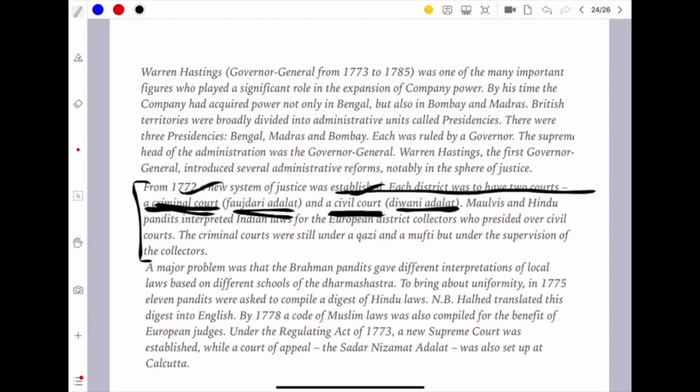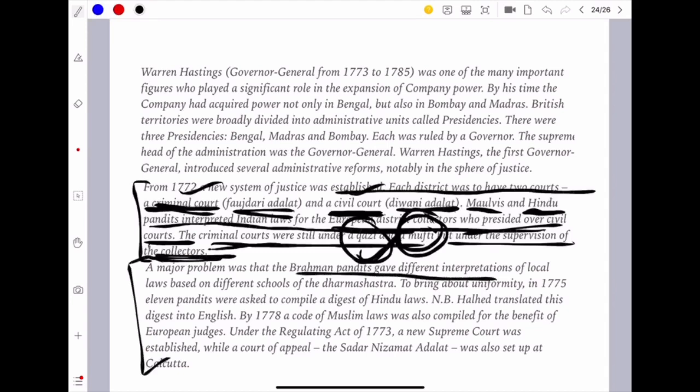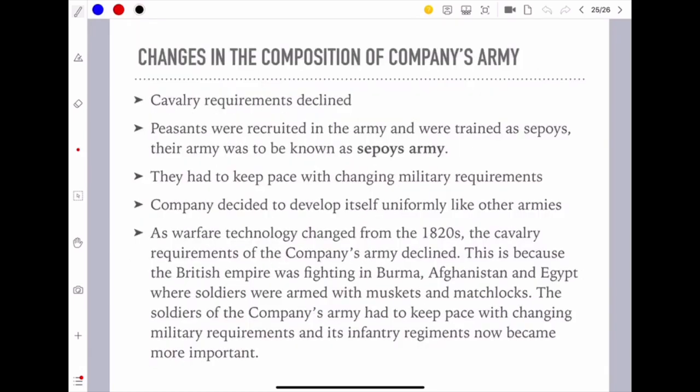Maulvis and Hindu Pandits interpreted Indian laws for European district collectors, whose precedent was over civil courts. Criminal courts were still under the Qazi and Mufti. Who are these people? The Qazi is the judge, under the supervision of the collectors. What was the problem? A Brahmin Pandit gave a different interpretation of local laws. They were two different interpretations.